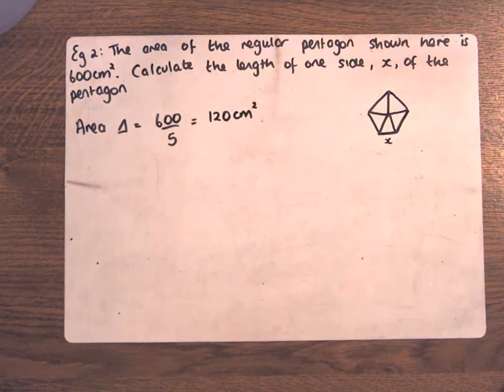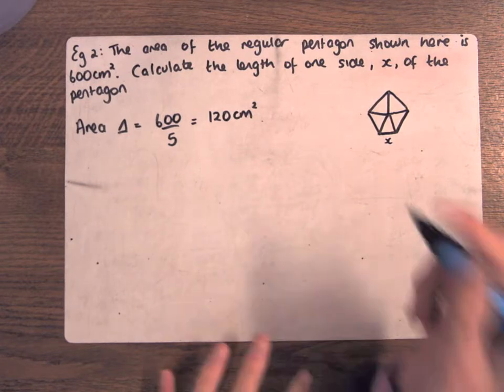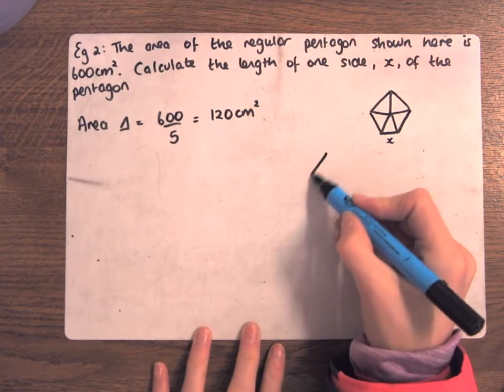So we know one of those triangles is 120 centimeters squared. And you just told me there the area of a triangle is what again? Half the base by the height. So let's just draw ourselves a triangle.